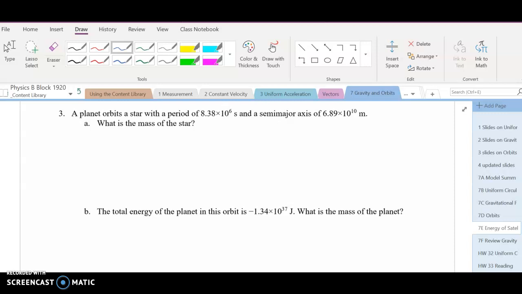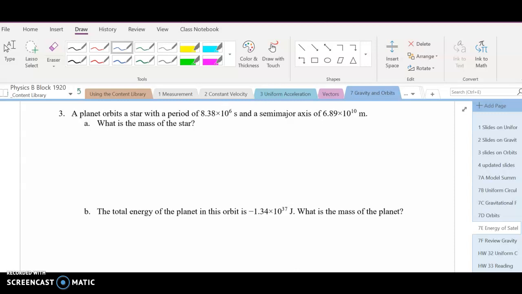Okay, now we'll continue with Worksheet 7E with problems 3 and 4. Problem 3 is like the other webcast that went through the slides on the energy of satellites. This was a problem very similar to the last example in that set of slides. But here we've got a planet orbiting a star, and so the star is like a sun, right? So that is the central mass.